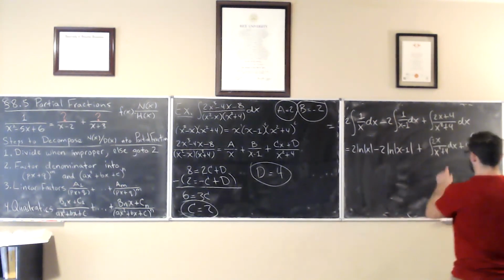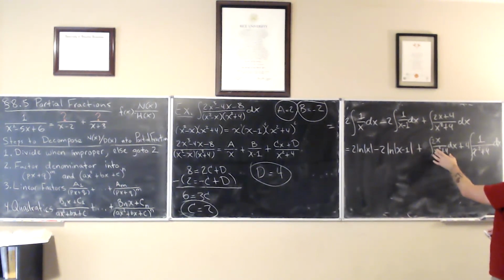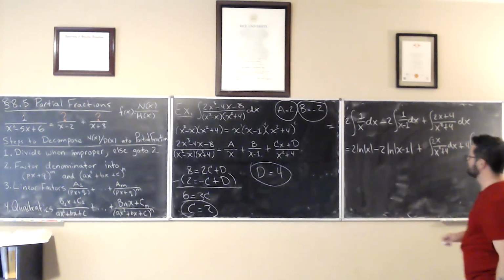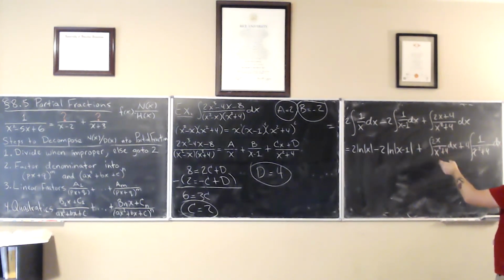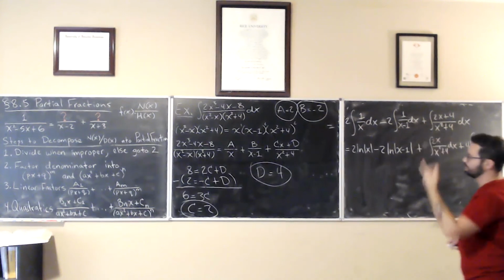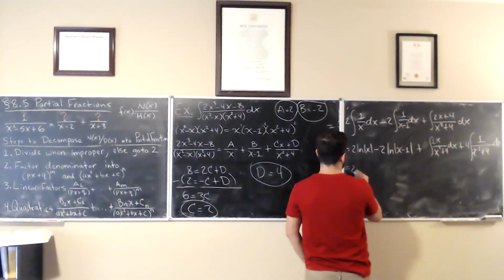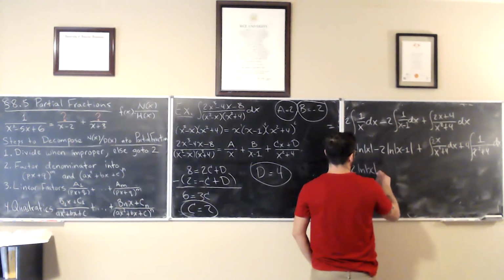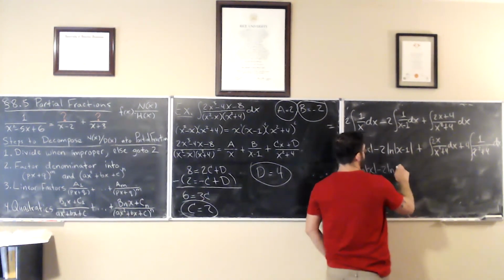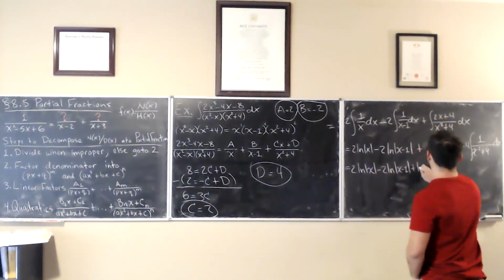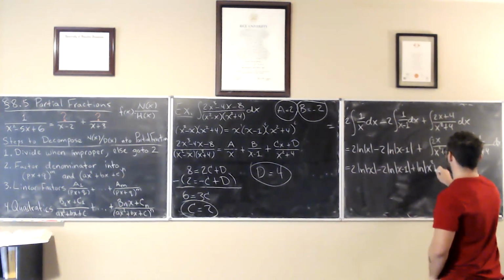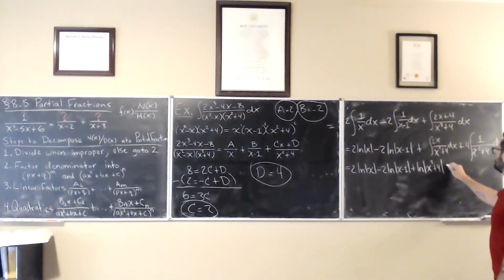Now look here. If this is your u, then du is going to be equal to 2x dx, right? Like if I let u equal x squared plus 4, 2x dx is du. So this is du over u, same thing with the natural logs. So 2 natural log absolute value of x minus 2 natural log absolute value of x minus 1 plus natural log absolute value of x squared plus 4 plus 4 times this integral.